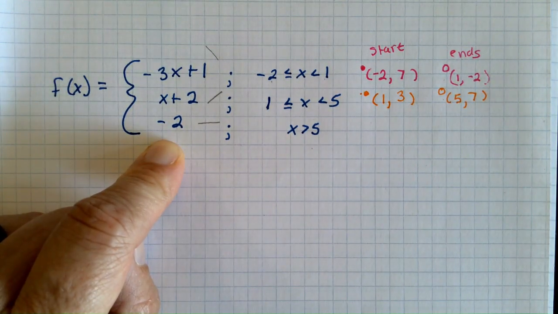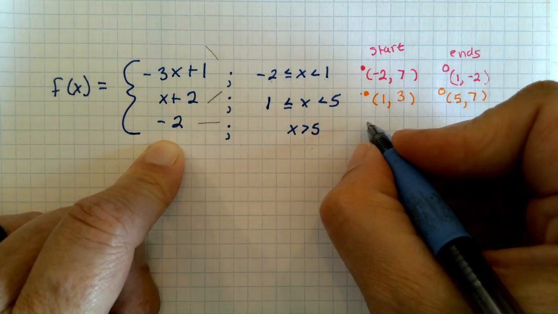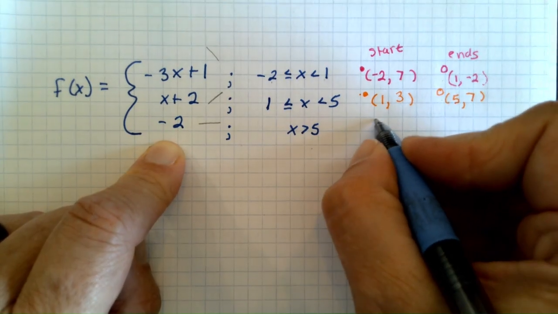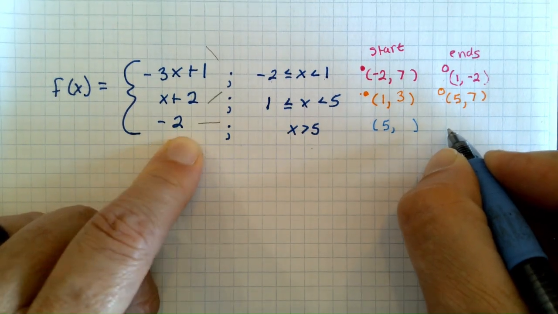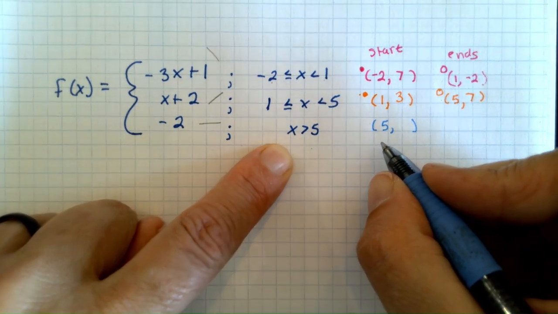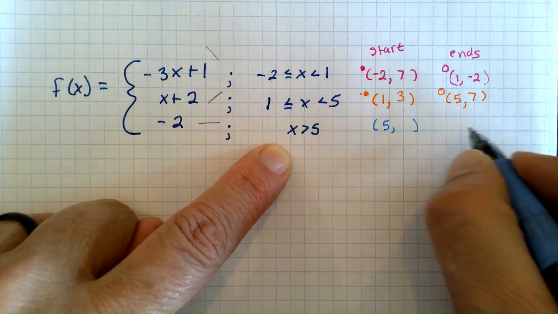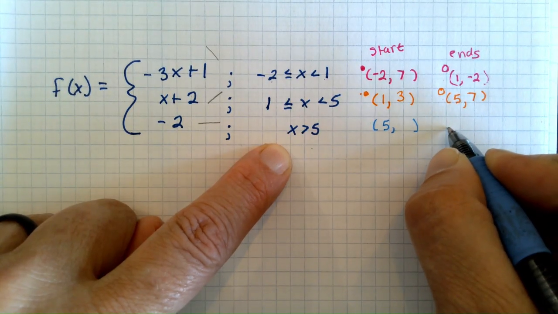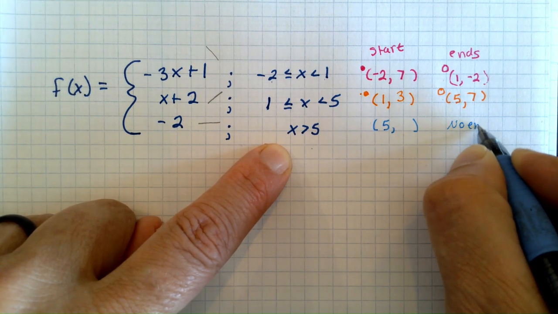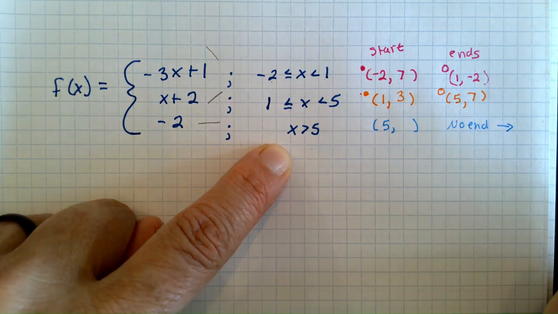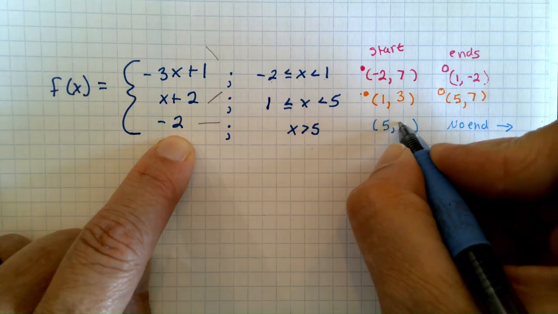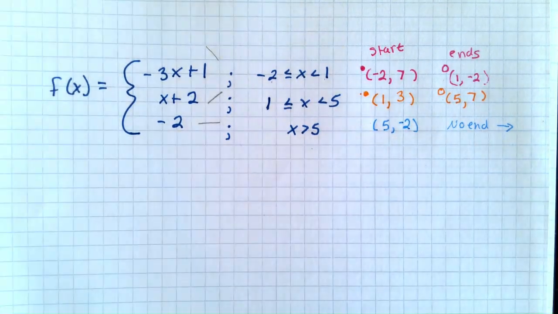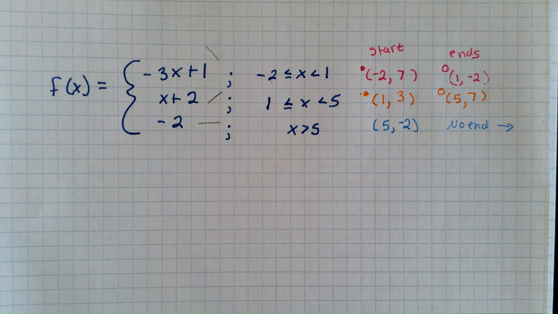And then our third line, that constant of negative 2, is going to start at 5 comma something, and there's no end. It keeps going, right? X is always greater than 5. So no end. We will have an arrow. If I substitute 5, because it's a constant function, our y value is going to be negative 2. Constant functions mean your y values do not change.